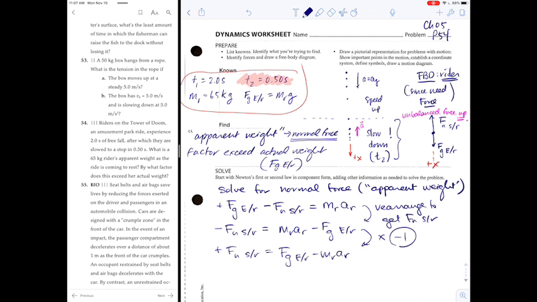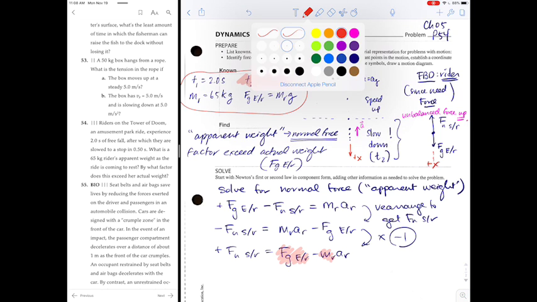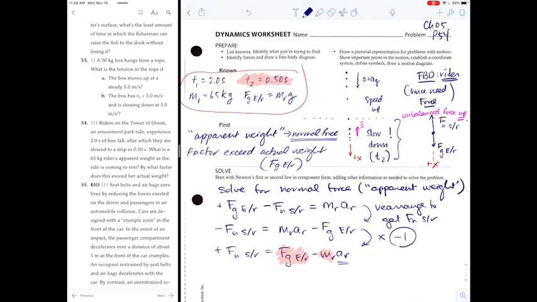Okay, so what do I know? I know the weight of the Earth on the rider, and I know her mass. Unfortunately, I don't know her acceleration, so that's a problem. I really need this.